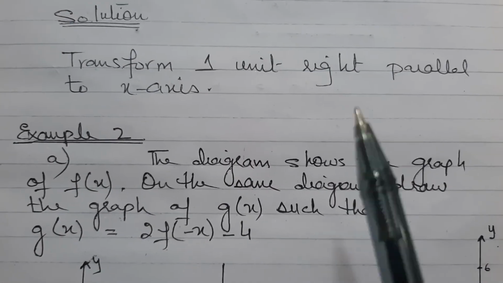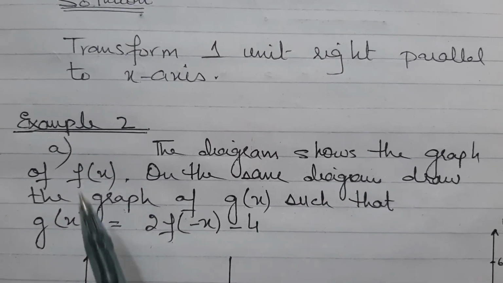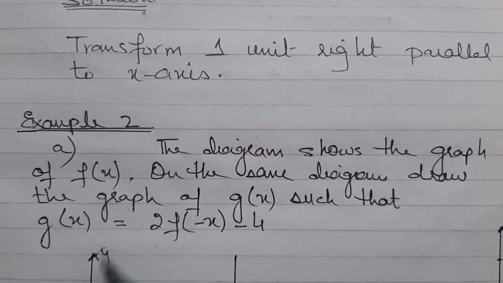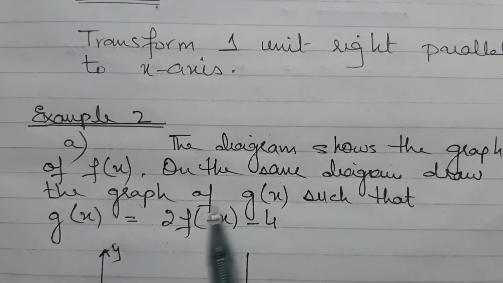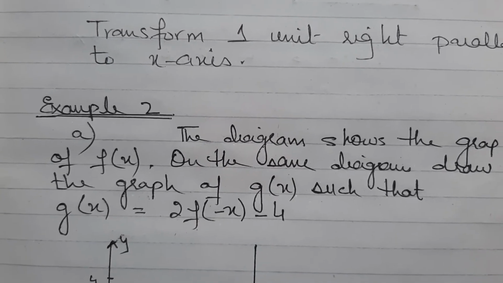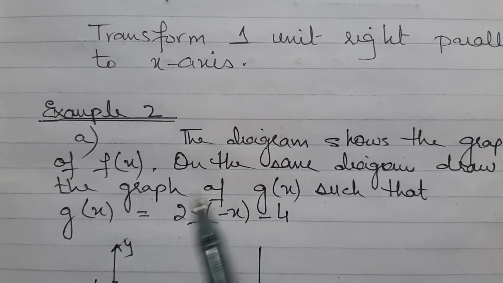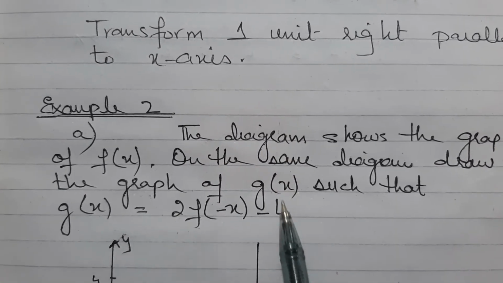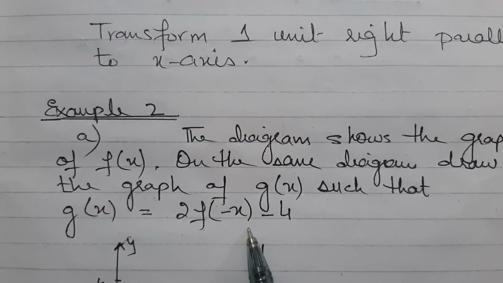Okay, now example 2. Example 2 is saying, only one part I am doing. The diagram shows the graph of f of x. I'll show you here in a minute. On the same diagram, draw the graph of this. Wow. So what comes in your mind? If you see, there are three things. It is f of minus x, then multiply by 2, then minus 4. So let's have a discussion here and then we will see.